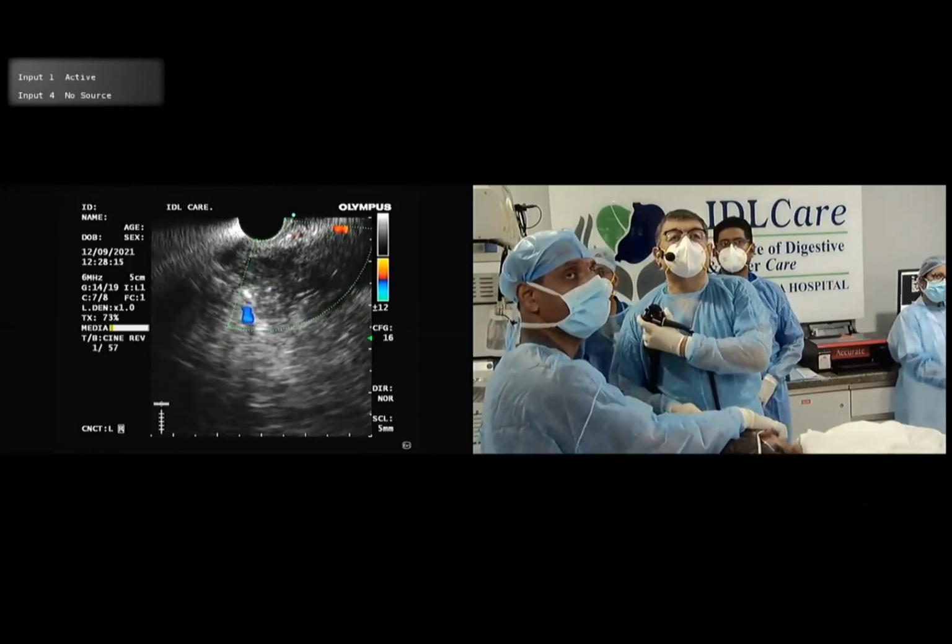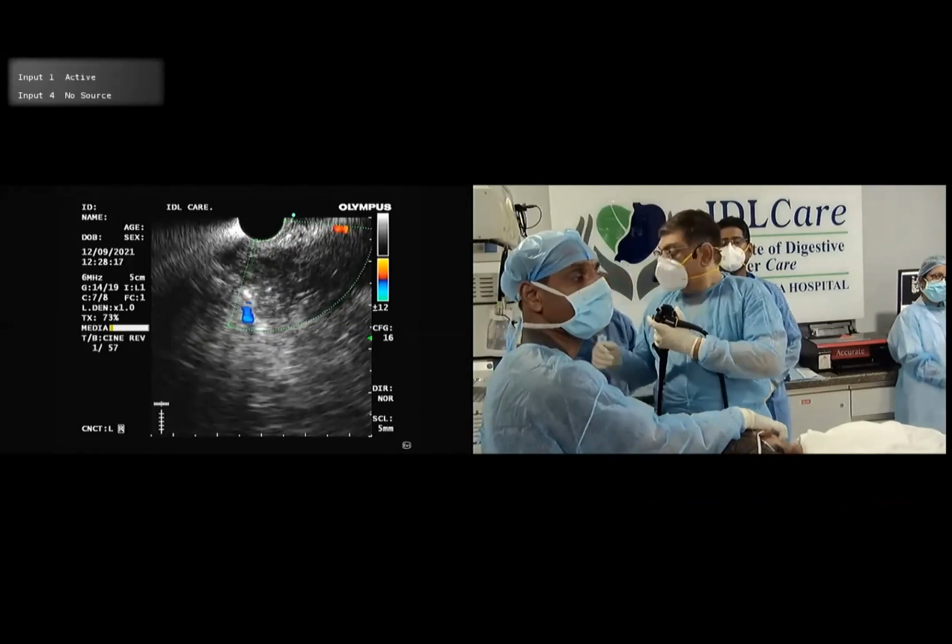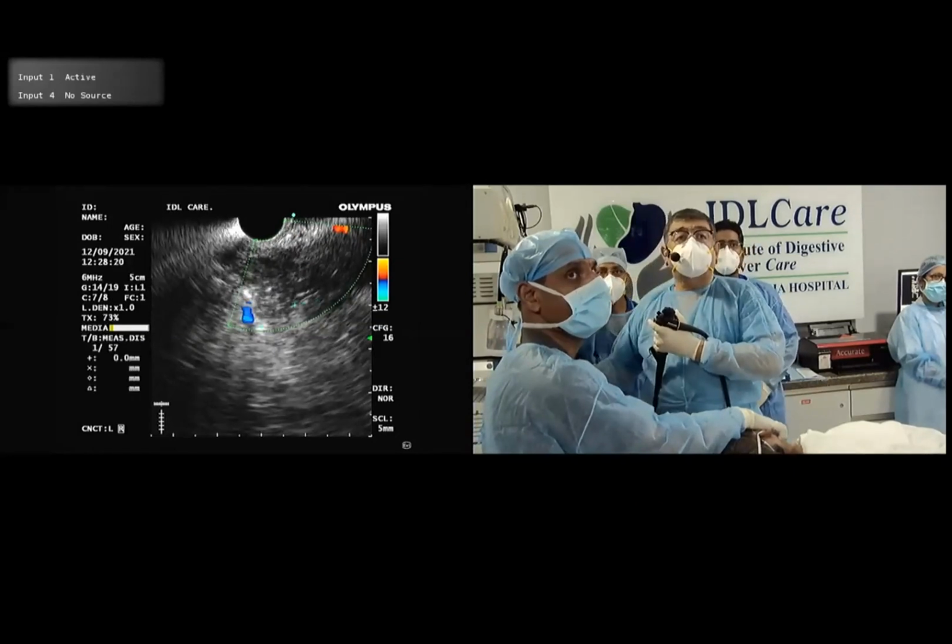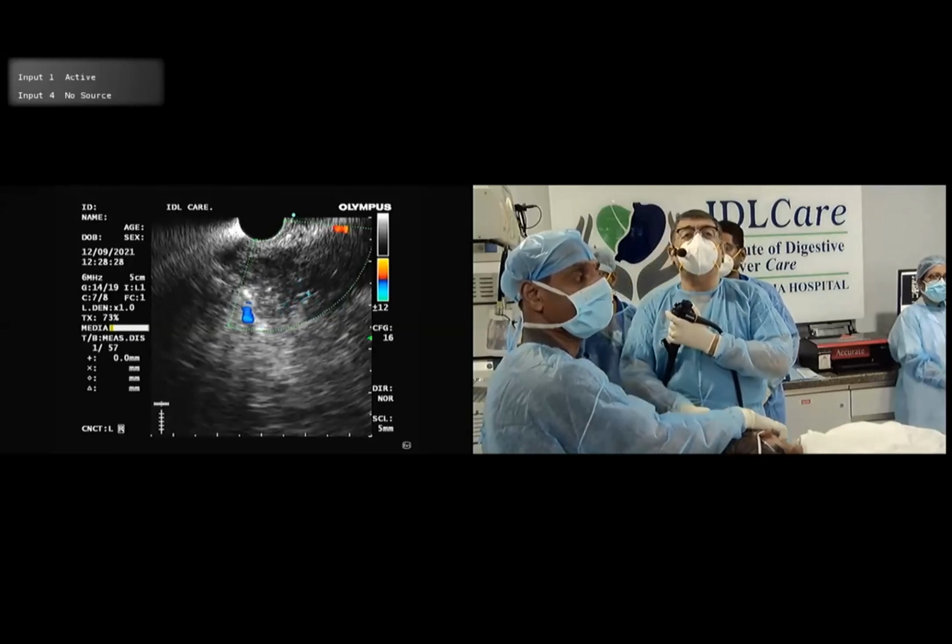So, if you can see, I don't know whether you can appreciate, this is the main duct, this is the accessory duct here, they are joining here. So this is the pancreatic duct. Looks okay. Mildly hyperechoic edges.